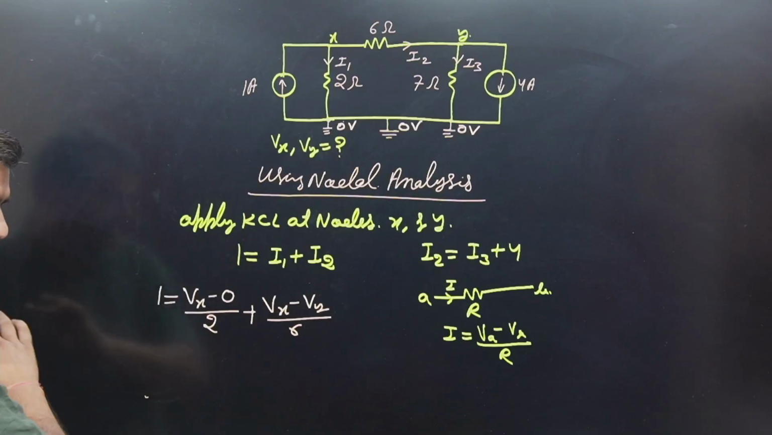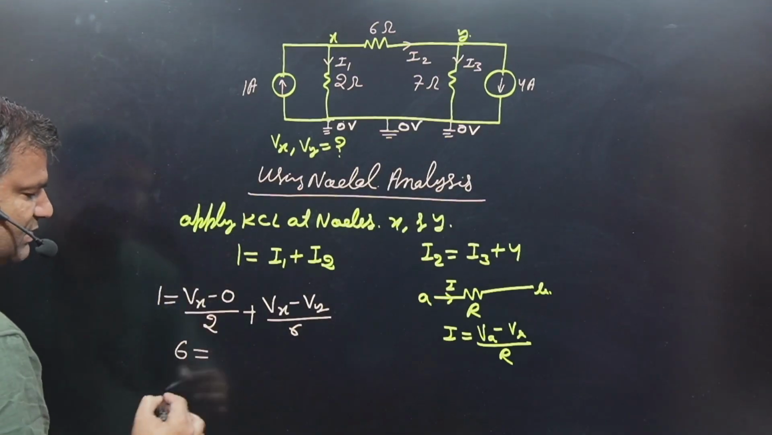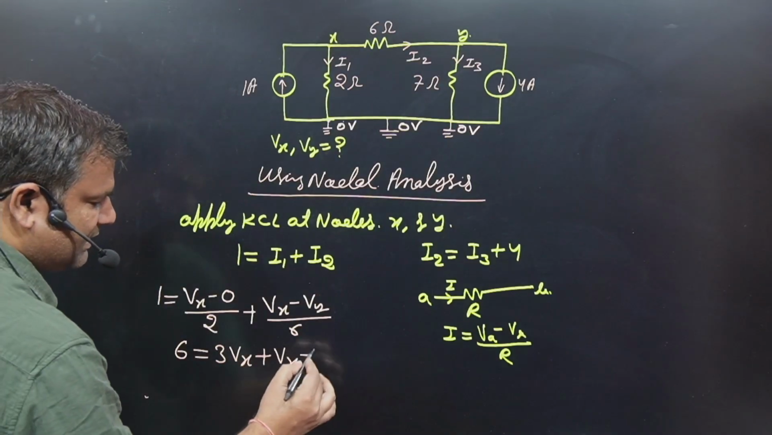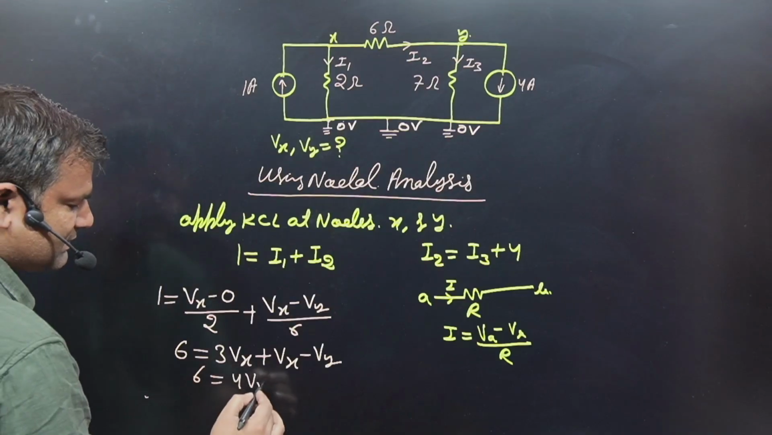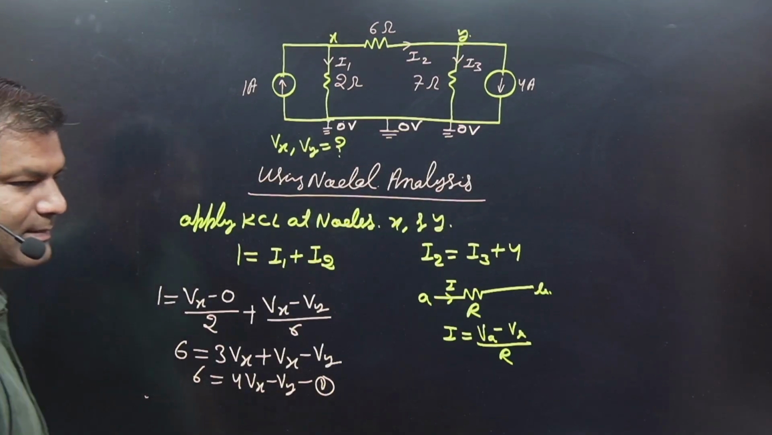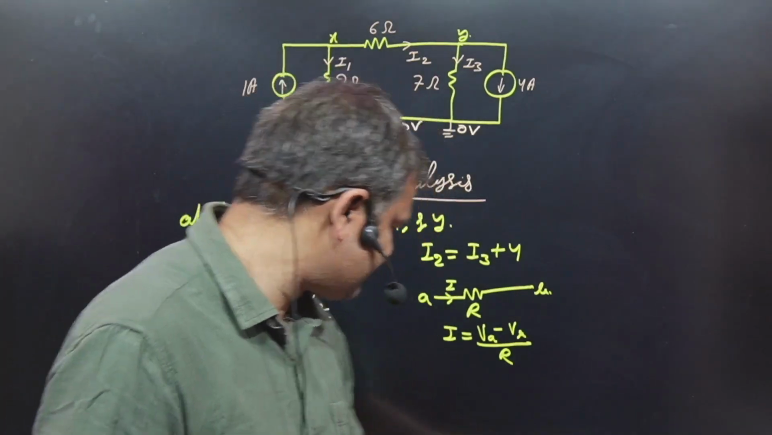Now multiply by 6 on both sides. Then this side is 6, and this will equal 3Vx plus Vx minus Vy. So 6 equals 4Vx minus Vy. This is equation number 1.